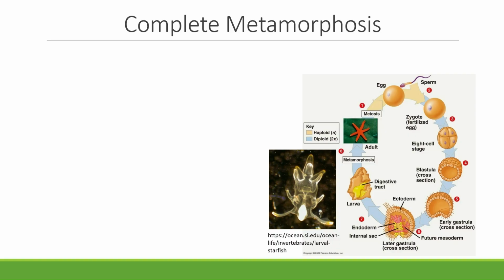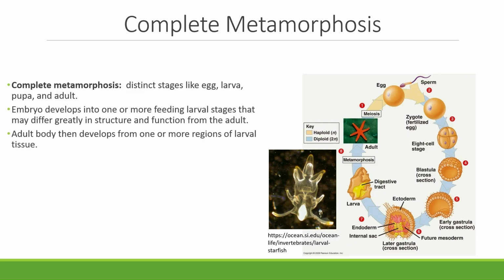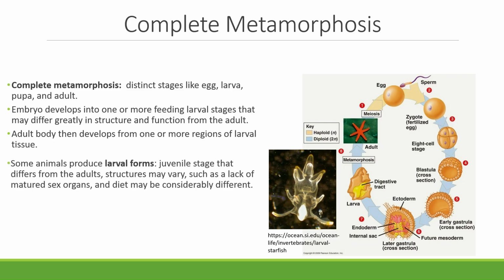Complete metamorphosis involves a much more radical transformation and occurs in distinct stages: egg, larva, pupa, and adult. The embryo first develops into one or more feeding larval stages that often look and function entirely different from the adult. The larva is specialized for growth and feeding, frequently occupying a different ecological niche than the adult to reduce competition with the same species.